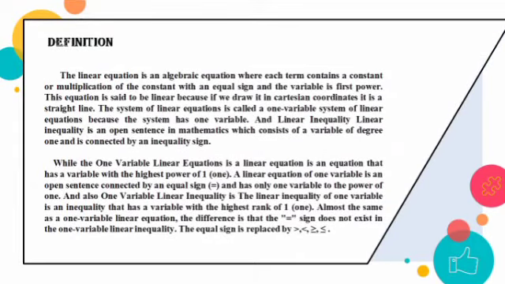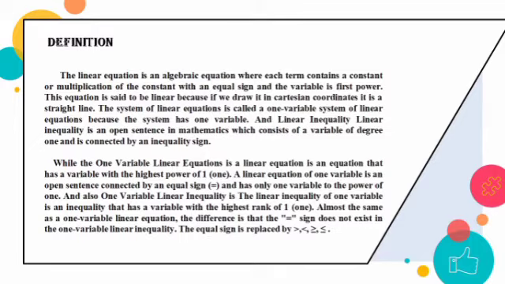The linear equation is an algebraic equation where its term contains a constant or multiplication of the constant with a variable, with an equal sign, and the variable is first power. This equation is said to be linear because if we draw it in Cartesian coordinates, it is a straight line. The system of linear equations is called a one-variable system of linear equations because the system has one variable.